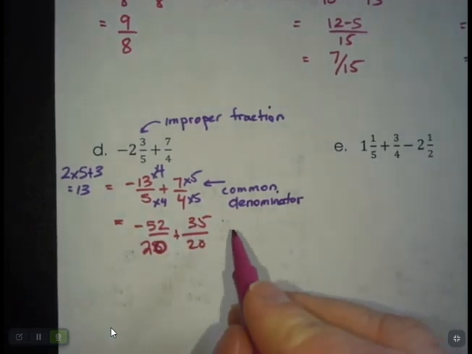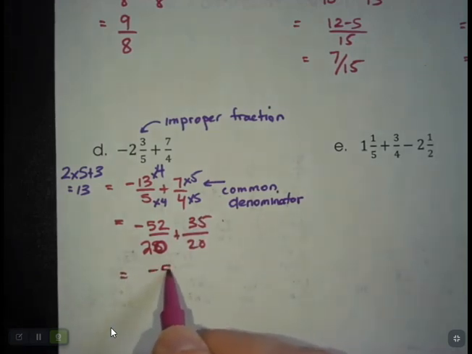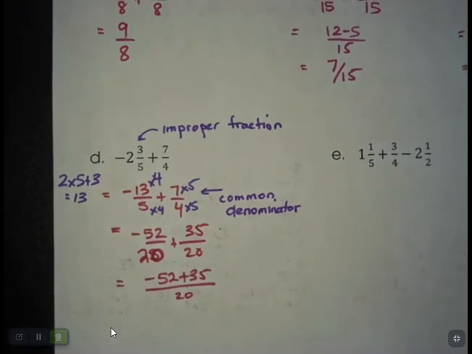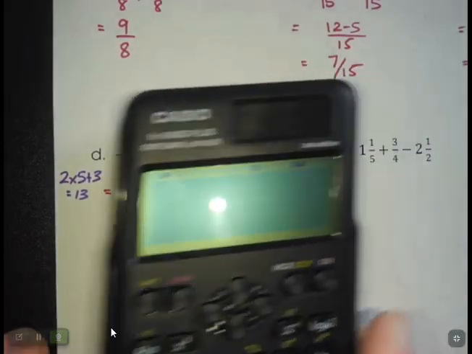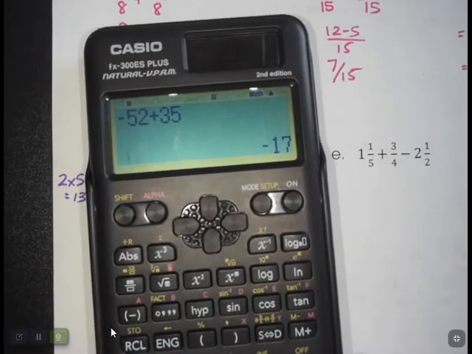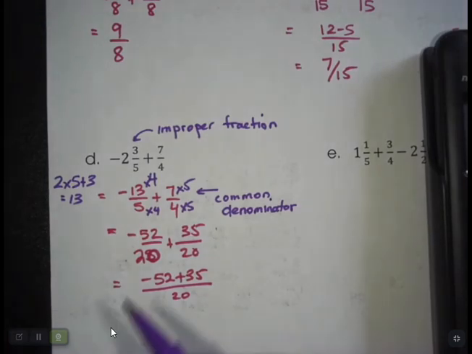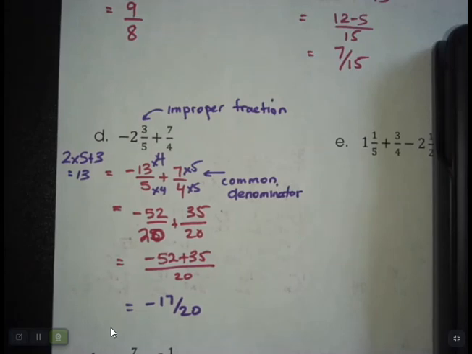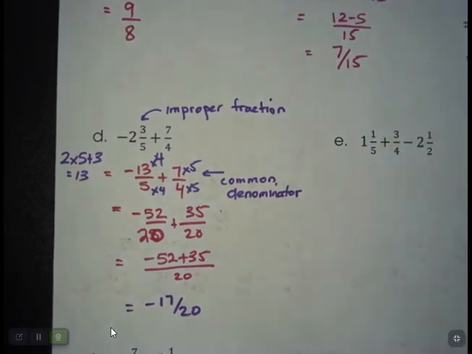And then I'm thinking about my integer operations, combining to get that. So I could go to my calculator and actually type in negative 52 plus 35, right? So I could think of it like that as negative 17 over 20. So a lot of little things that are happening there.